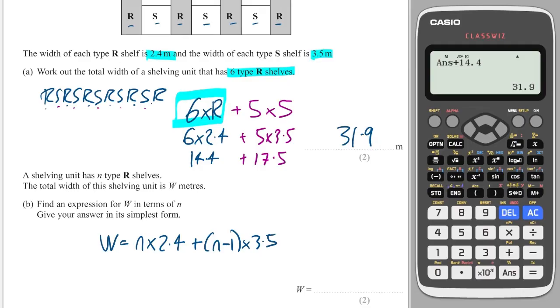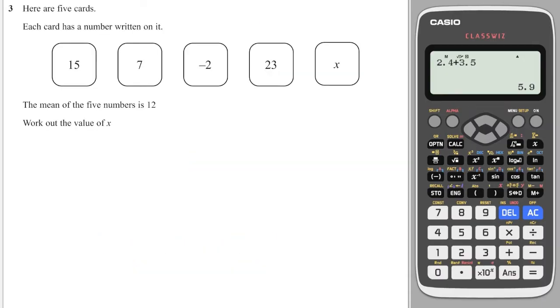Okay, so what have we got here? We've got 2.4n, multiplying out this bracket, 3.5n minus 1 times 3.5 is 3.5. So in total, how many n's have we got? We've got 2.4 and we've got 3.5, which is 5.9. So we've got 5.9 times n and then minus 3.5. And that question is done.